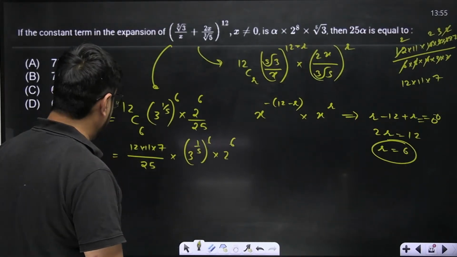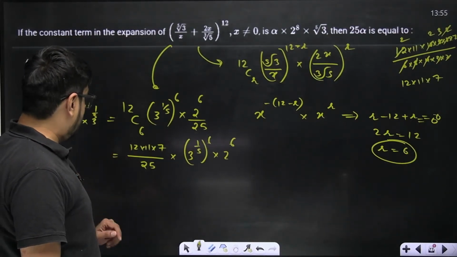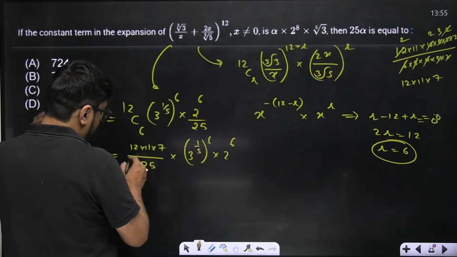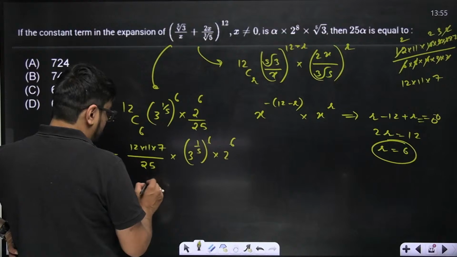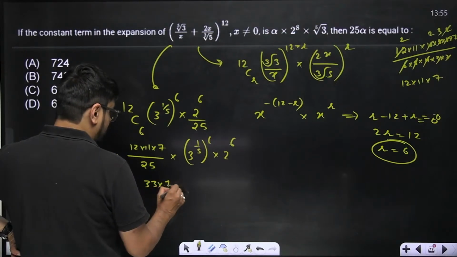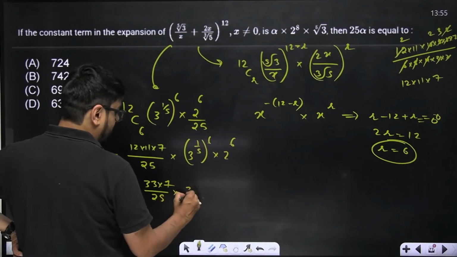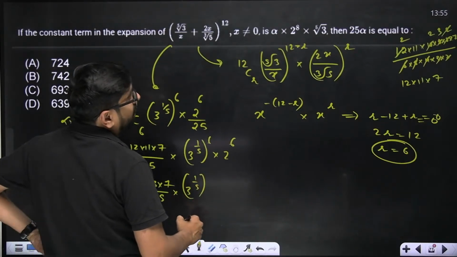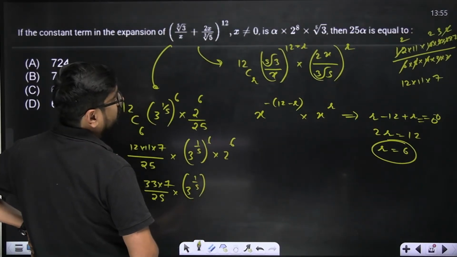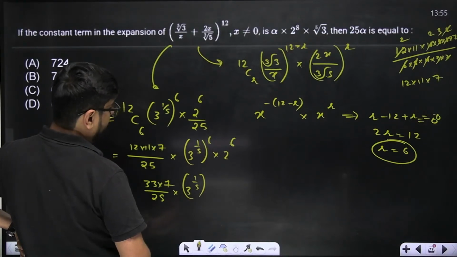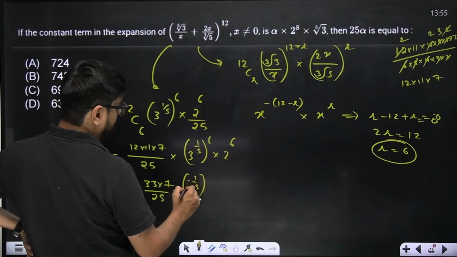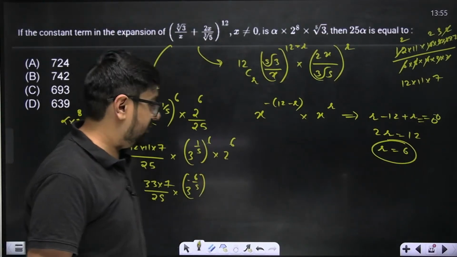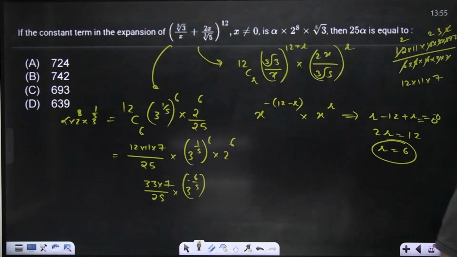2 to the power 8 can be created very simply. From here it will come. 4 is over here. So this will become 33 into 7 divided by 25, multiplied with 3 to the power 1 by 5. The exponent was minus 1 by 5, so minus 1 by 5 minus 6 by 5. It can be done very easily.